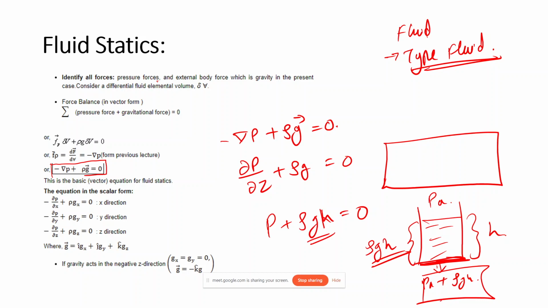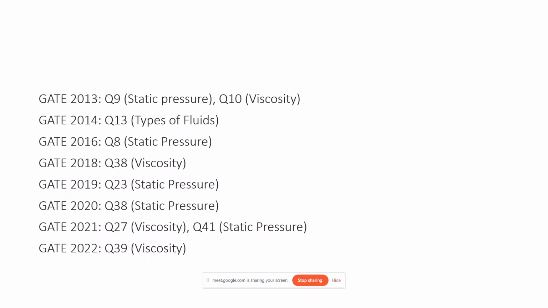And then in fluid statics, you can just simply remember this equation: the gradient of P plus rho G H is equal to 0. Or you can also remember this equation: gradient of P plus rho G is equal to 0. So these two equations are important.